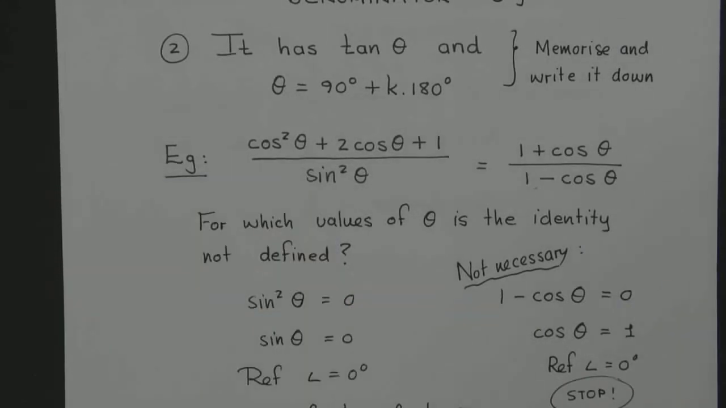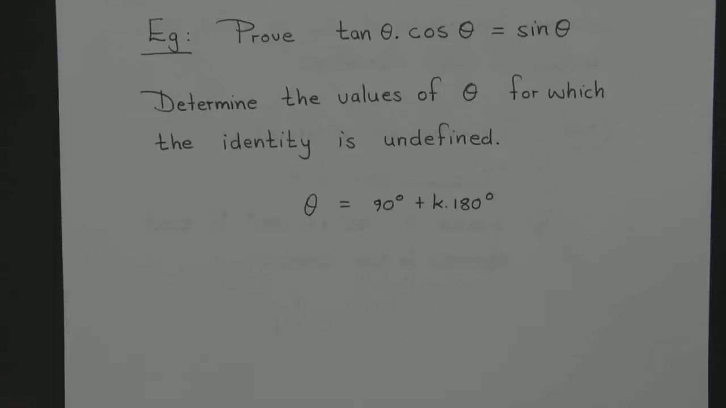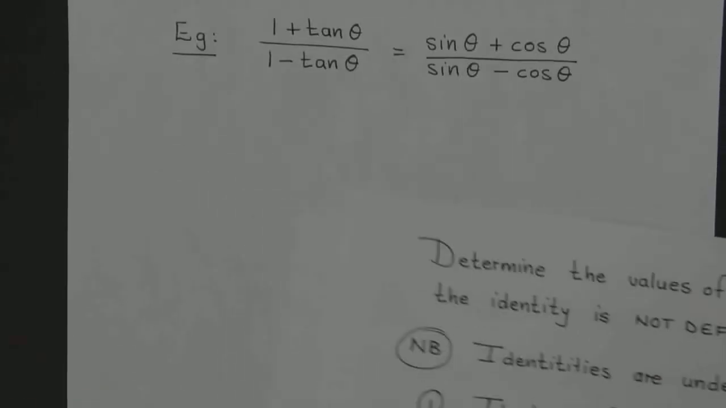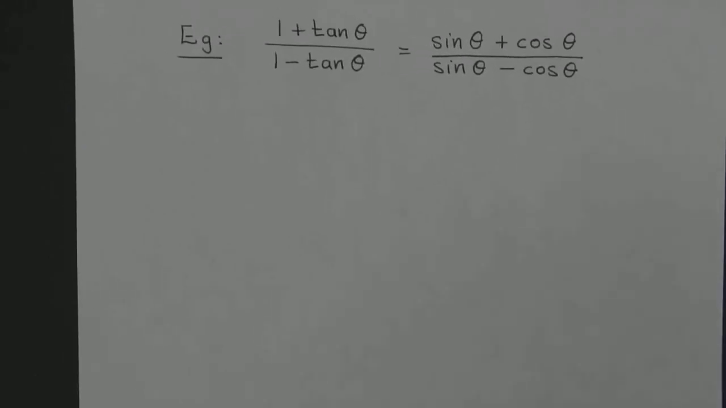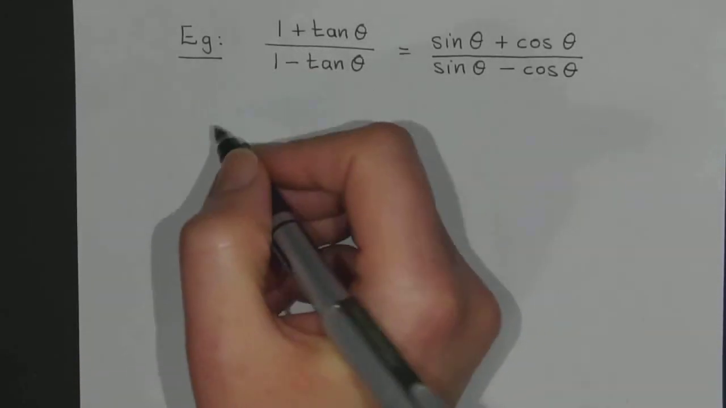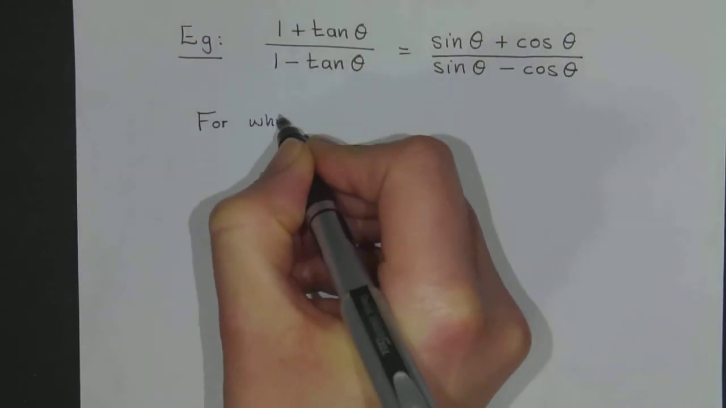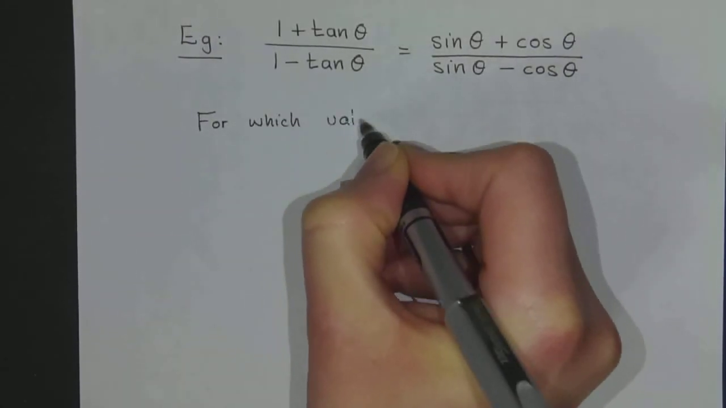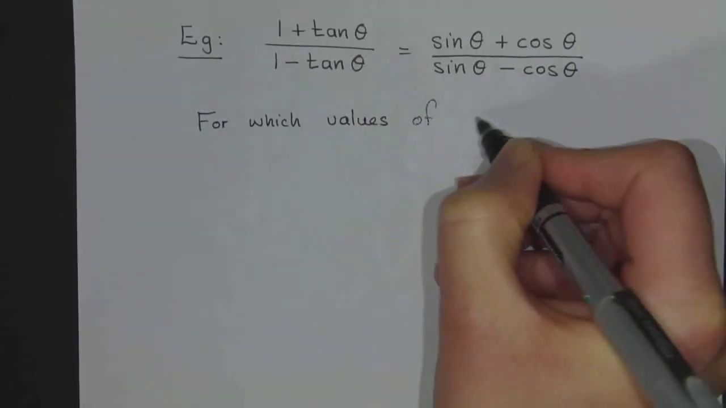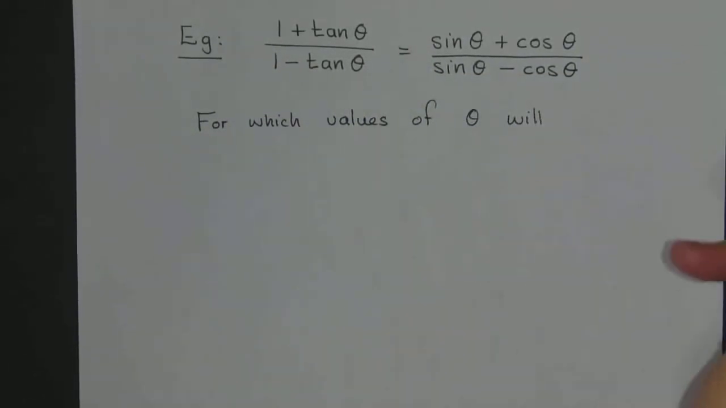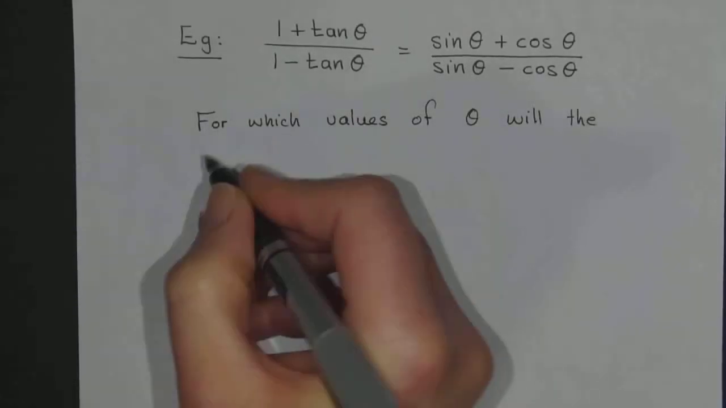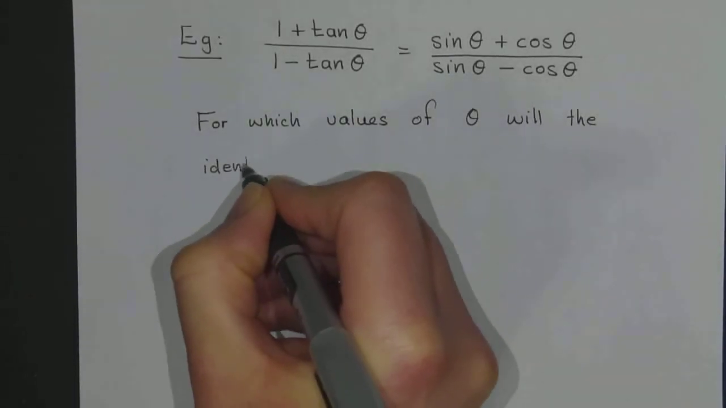Okay, right, let's try one more. So, first things first, is there tan in this identity, yes or no? Yes. So you immediately get points for this. And again, they ask for which values of theta will the identity be undefined? That's the question.